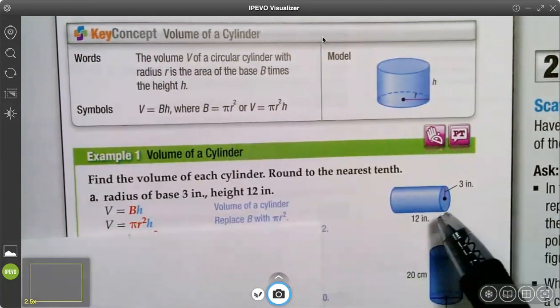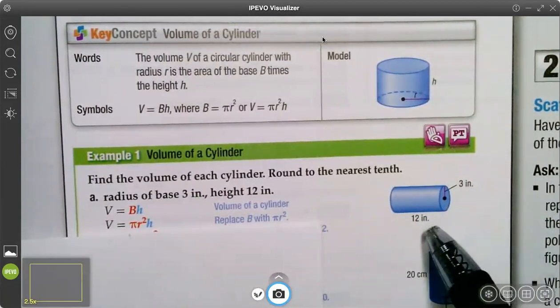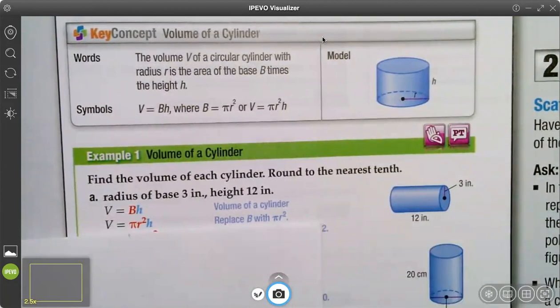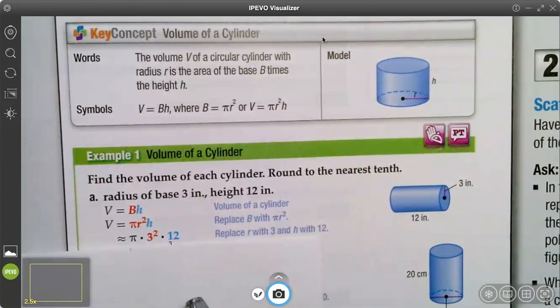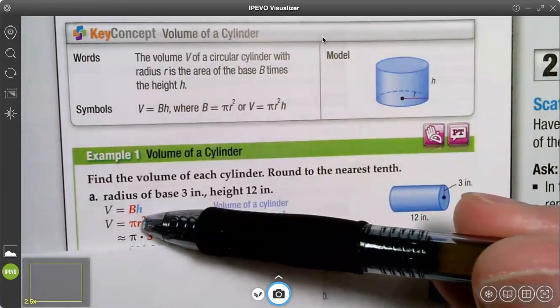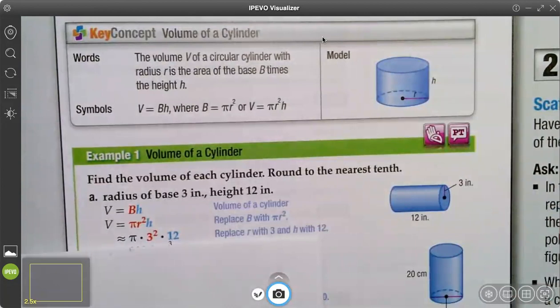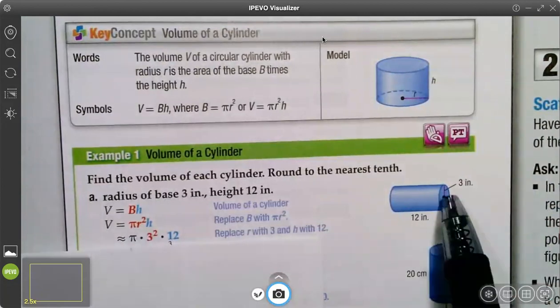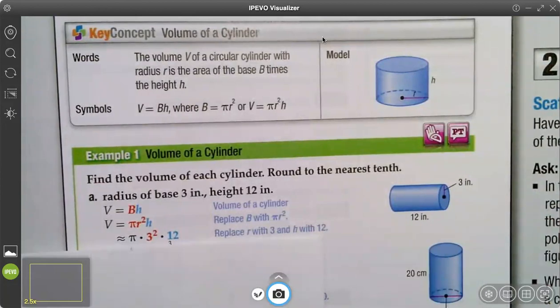So looking at this example here, it gives us a radius of 3 and a height or depth of my prism of 12. So I plug in 3 for my radius and 12 for the height or depth of the prism. And again, big B was the area of my base. It broke down to pi r squared because I had a circular base. Then I multiply it by h, which is the height of the prism. 3 is my radius of my circular base. 12 is the height of the prism.